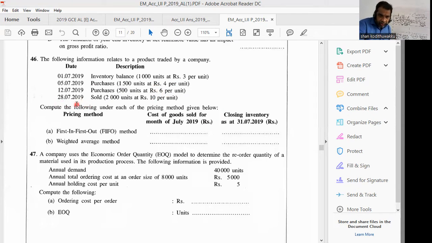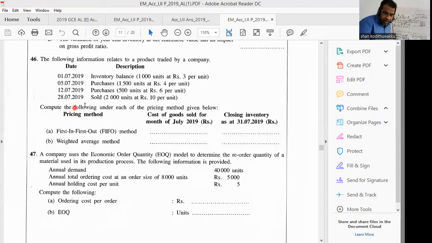On 28th July you have sold goods, 2,000 units at 10. You have to calculate the average price. Take 3. Average price 3. Then we have to calculate the cost of goods sold. Under weighted average, you take 2,000 units at 3, the latest average price, that is 6,000. The cost of goods sold was 6,000.